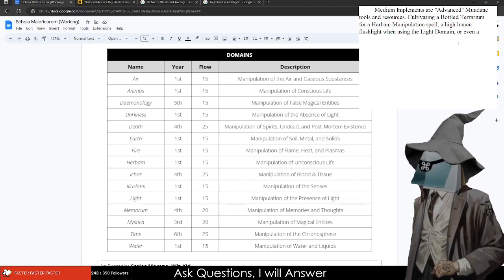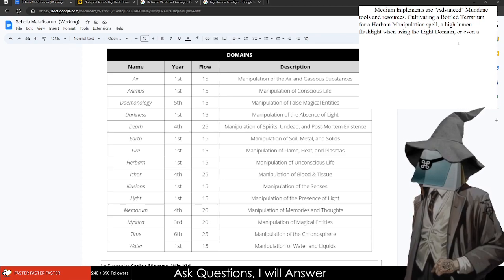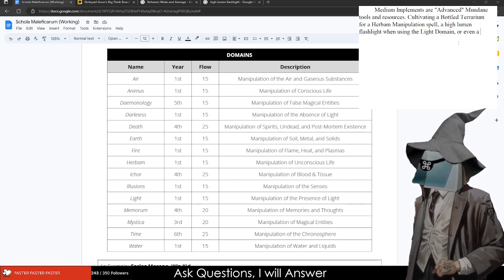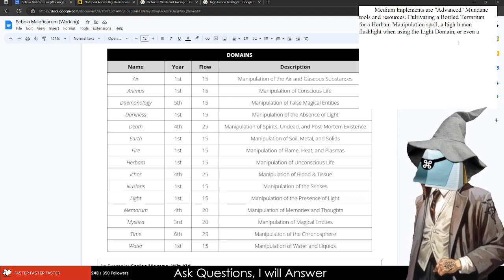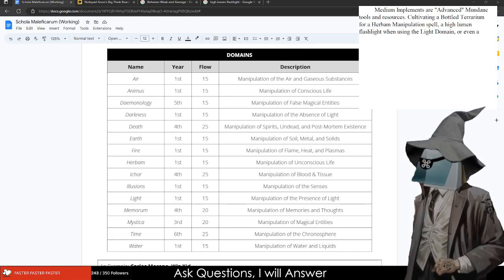Light, earth, soil, herbum, ichor, illusions, lights. One that I can see over here, darkness, maybe. What would be a good one for? Oh, air. I'm trying to think of like an advanced thing.